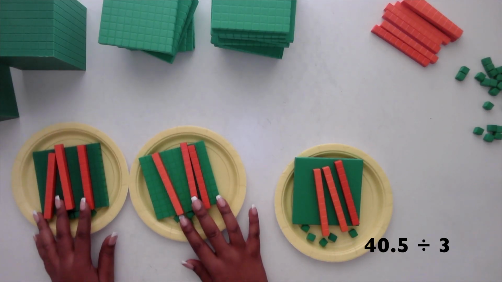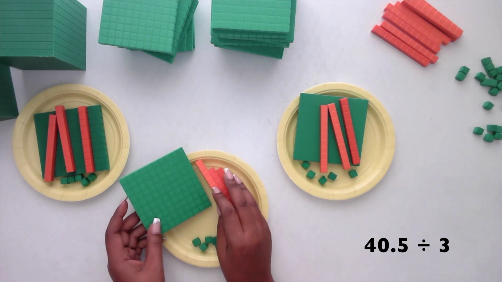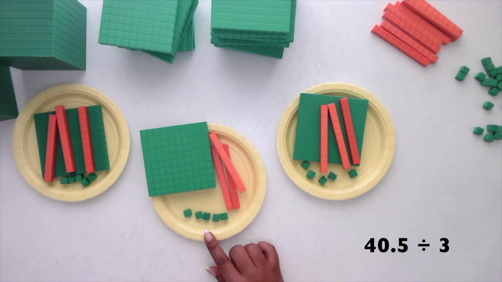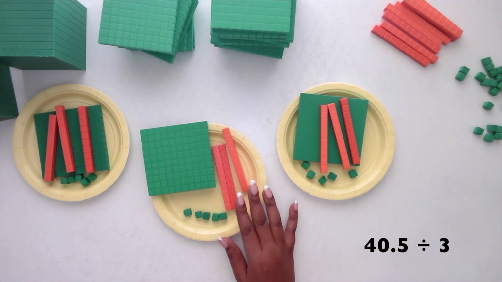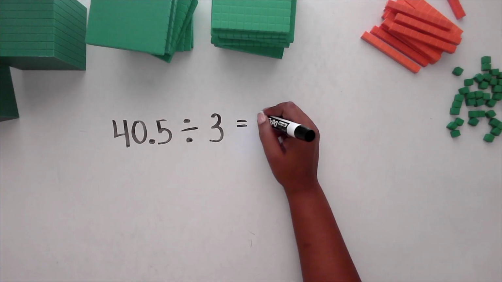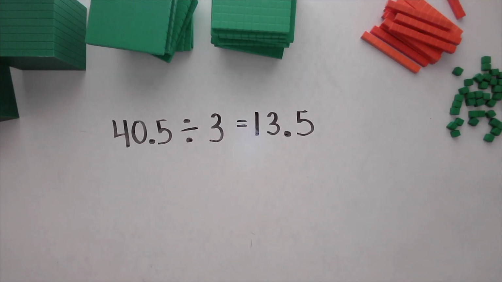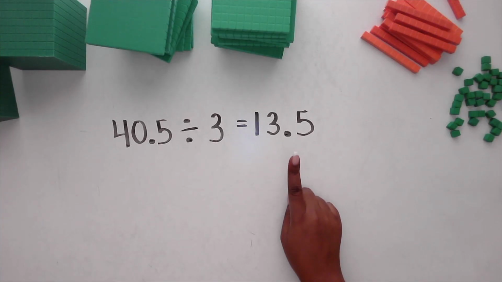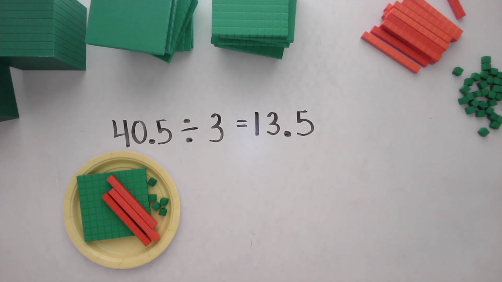So each platter gets 1 ten, 3 ones, and 5/10. That's 13 5/10 pounds of carrot sticks per platter. Notice what happened here. We didn't have to stress about the decimal point at all. We focused on sharing equally, just like we would with whole numbers.